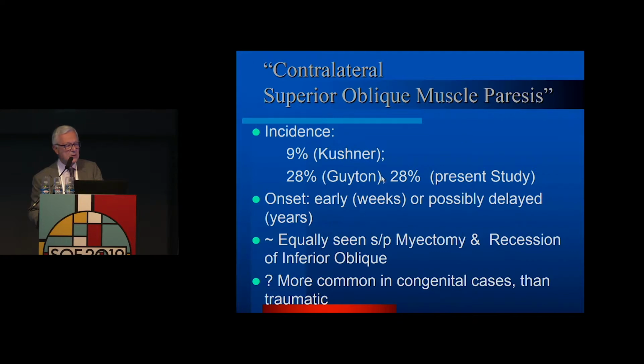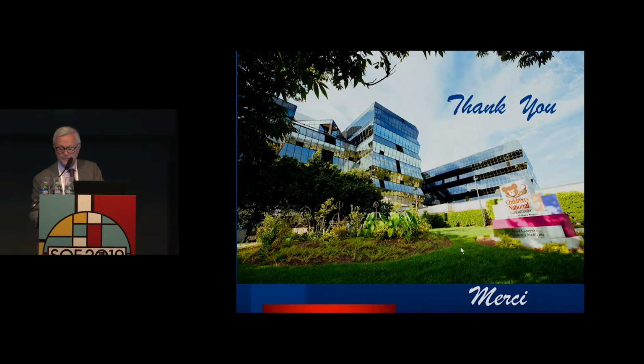So this is a summary of the three series. Kushner found 9% of patients who were masked. Guyton and ourselves found 28%. The onset of the contralateral pathology is early, in weeks, a couple of months at most. Very rarely it is delayed. It's equally seen after myectomy or inferior oblique recession, and it is, for whatever reason, more common in congenital cases than traumatic cases. Merci.